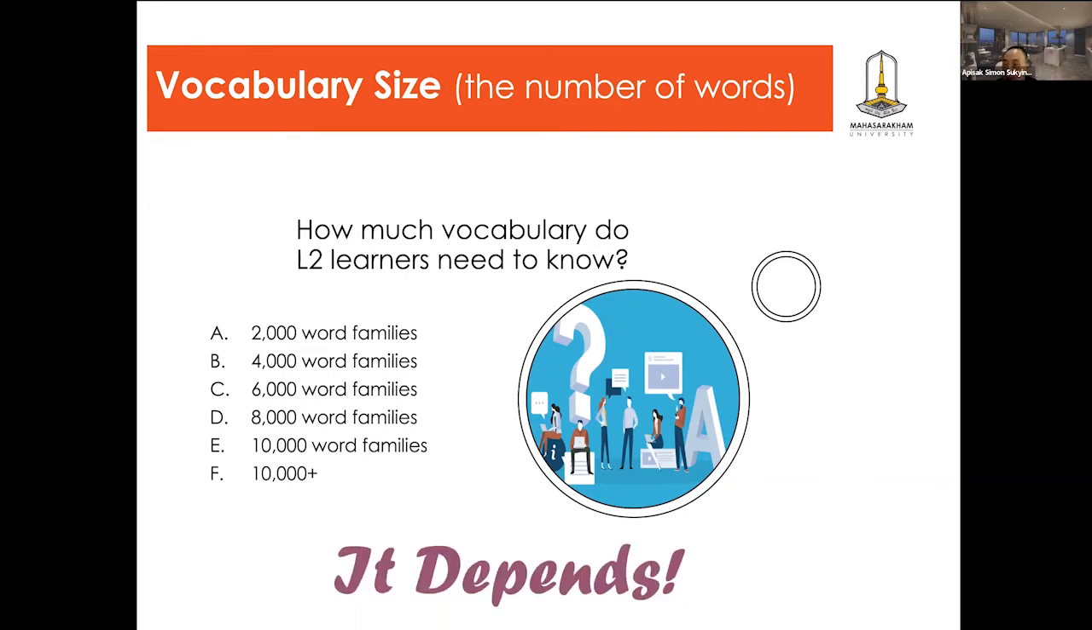It depends on your purpose. What do you need vocabulary for? Right? But my question to everyone here is, how many words do you think you know now? Can you estimate your vocabulary size?